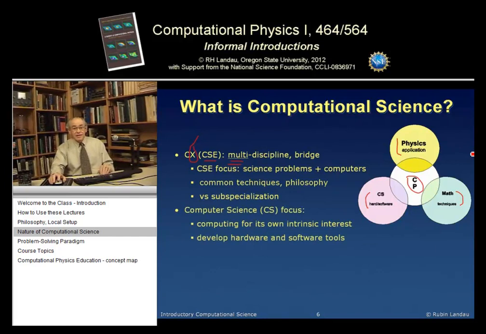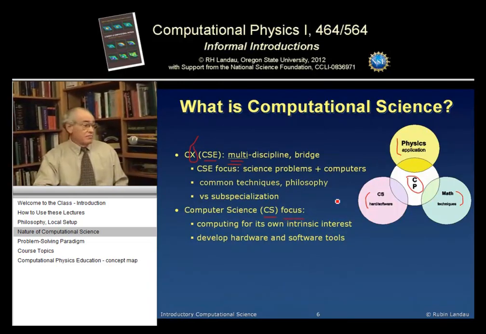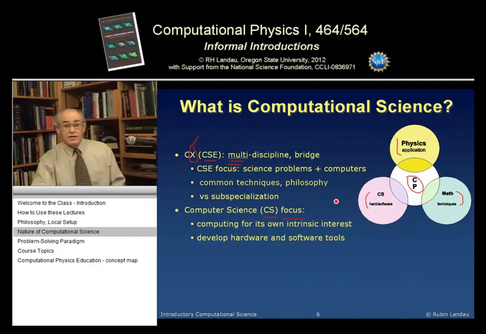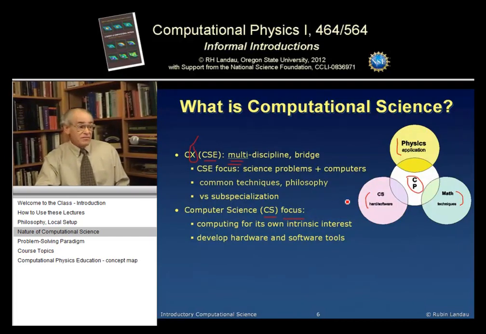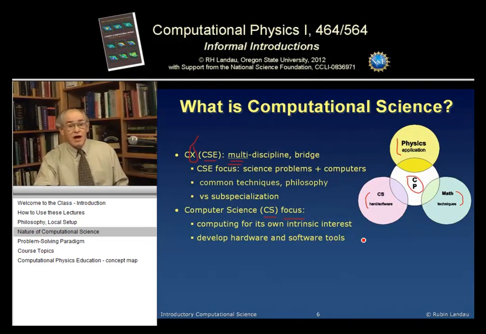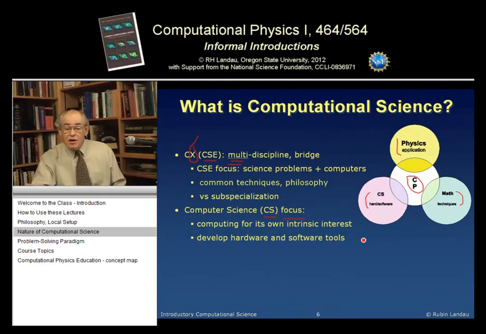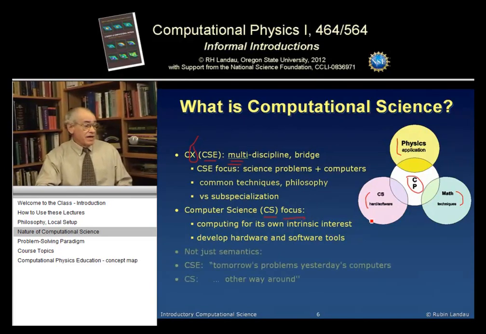What about computer science? Okay? Well, computer science, often abbreviated CS, is a different kind of subject. It has its own focus, mainly on computing for its own intrinsic interest, developing the hardware and software tools one needs to do computing. It's a strong field. These are valid, very important for us, content of computer science, but we're not computer scientists. We don't try to teach computer science per se. We have a very different outlook and attitude.